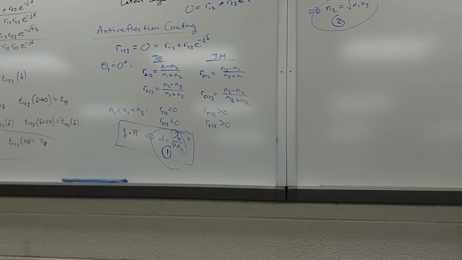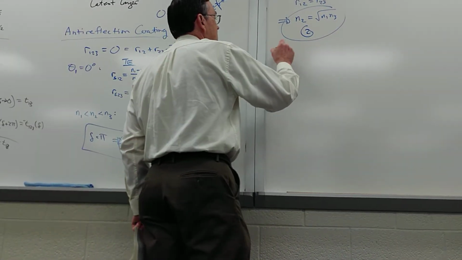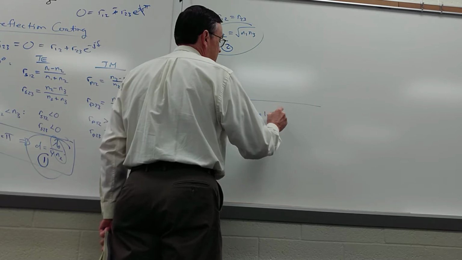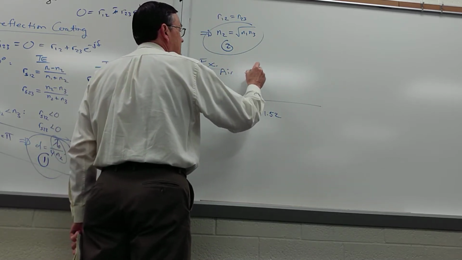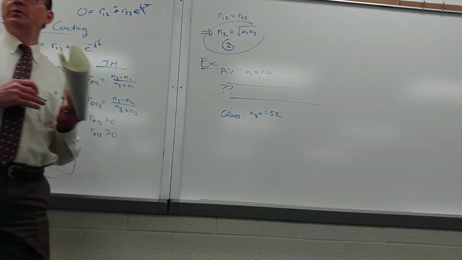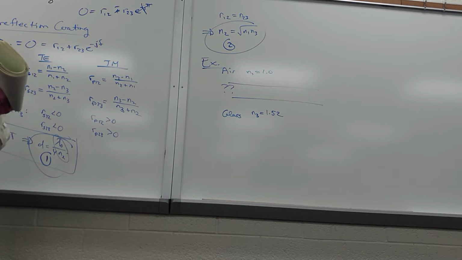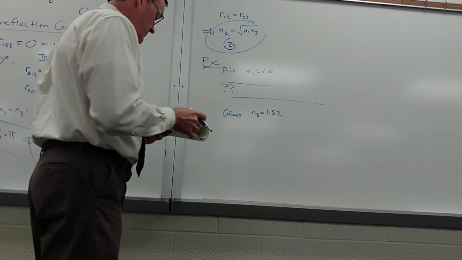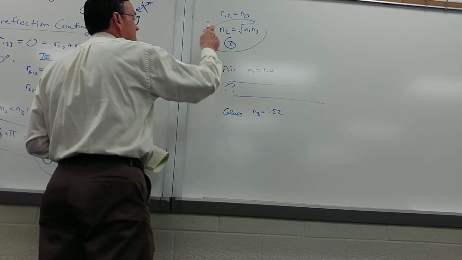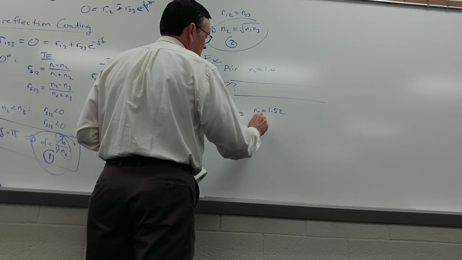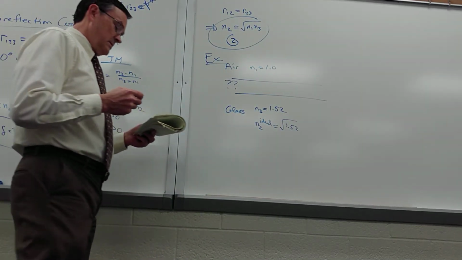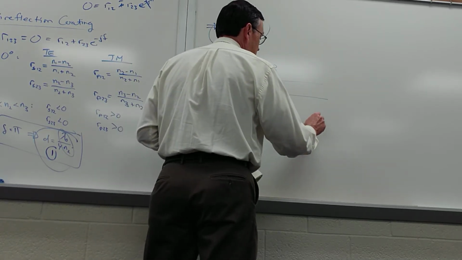So, let's say that we had some glass, and the refractive index of that glass is 1.52. And we're in the air, refractive index of 1. And we want to know what film should we put on that piece of glass in order to have an anti-reflection coating at normal incidence. Well, it's easy enough to calculate what the N2 is. So N2, and I'm going to call this ideal, is clearly just the square root of 1.52, right? Okay, and the square root of 1.52 is 1.23.